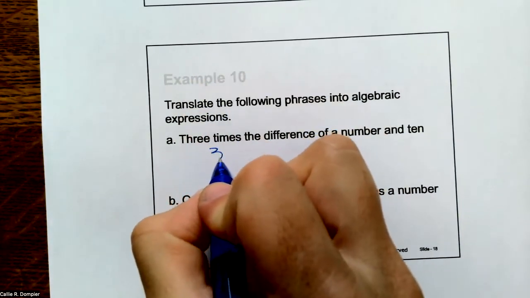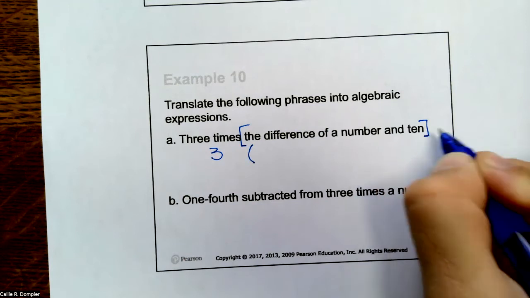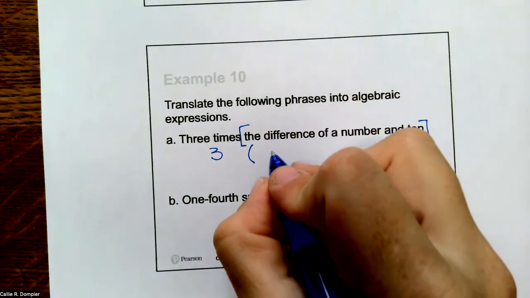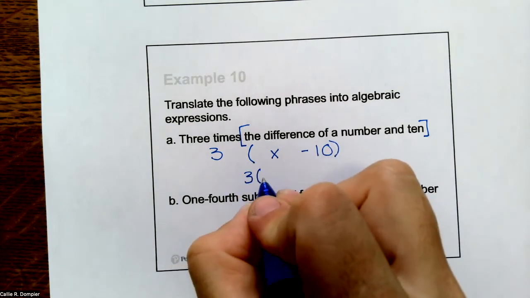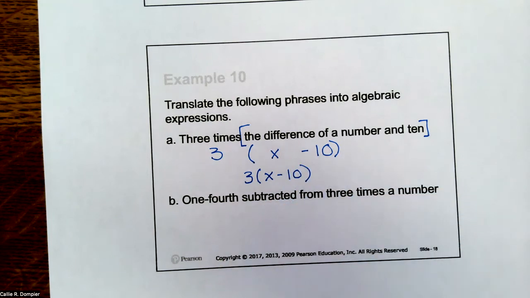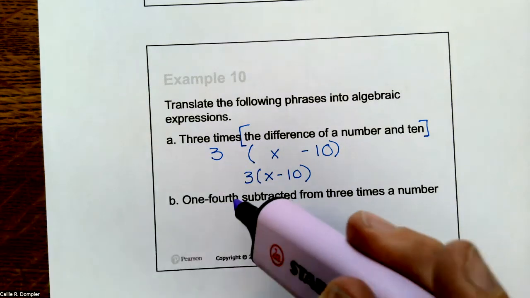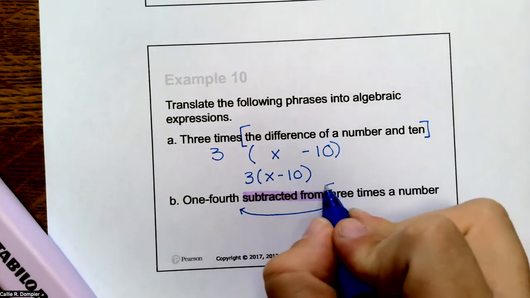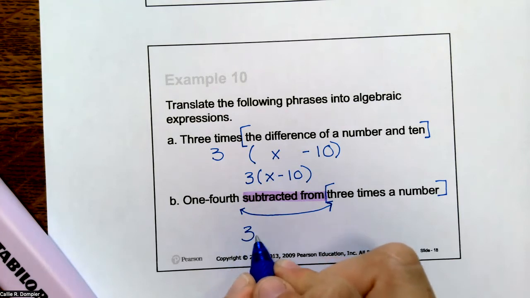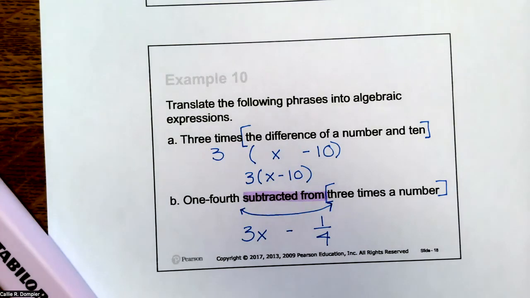3 times the difference, so 3 times all of this, the difference of a number and 10. 3 times x minus 10. 3 times the difference of a number and 10. 1/4 subtracted from three times a number. 3 times a number, 1/4. Good. Okay.